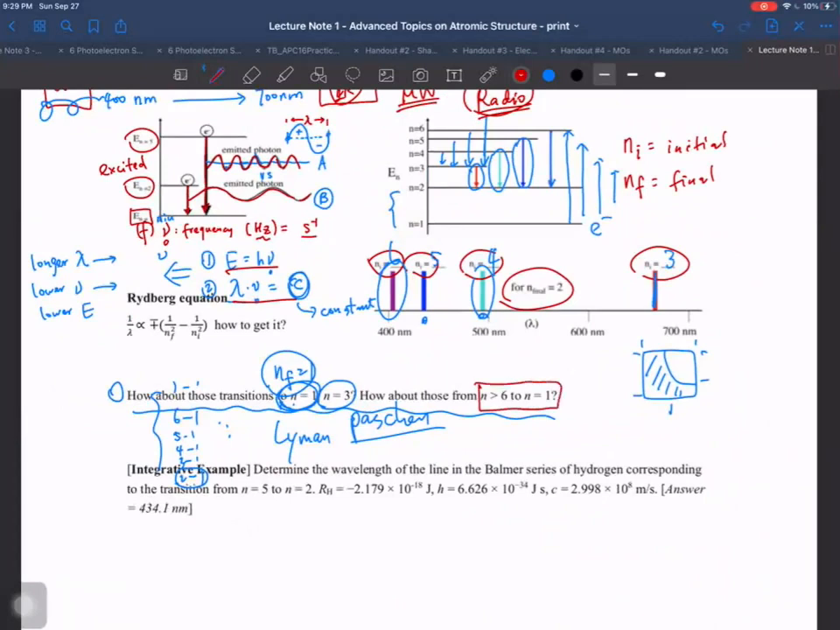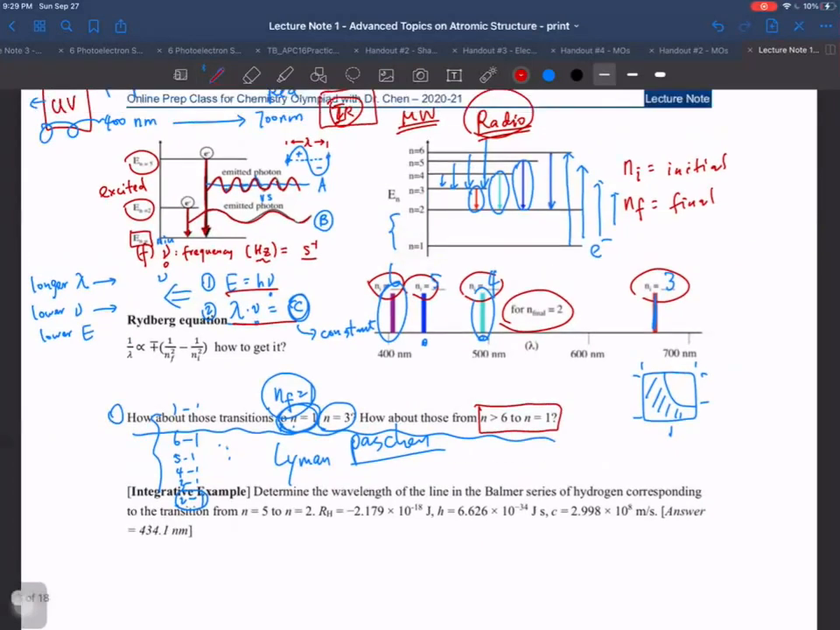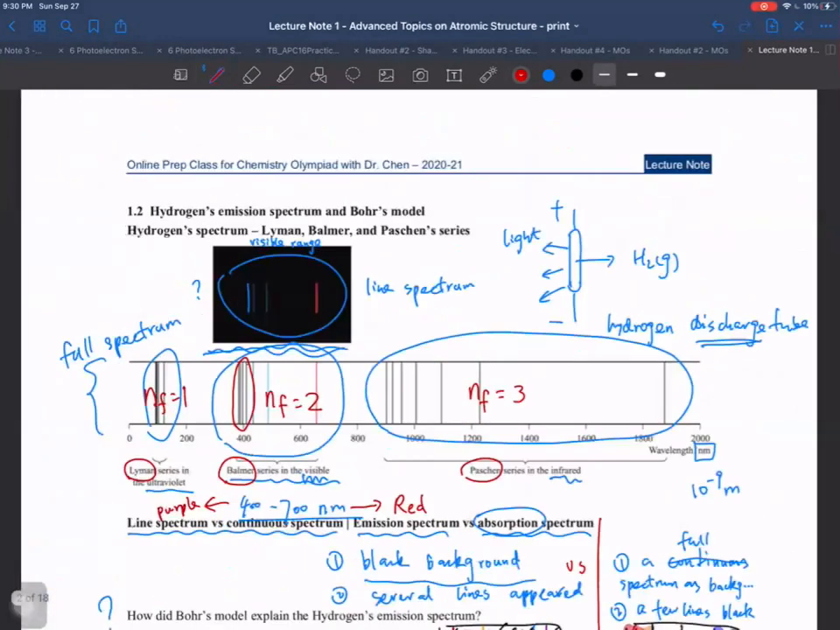Where are the other few? Basically, I think it's the second question. How about we talk about 6 to 2, 5 to 2, 4 to 2, 3 to 2, right? Those are the 4 lines. I made a mistake, guys. I think this should be 2. So where are the lines from n greater than 6 to n equals 2? Say 7 to 2, 8 to 2. They are here, right? Although they are not so visible, they are there.